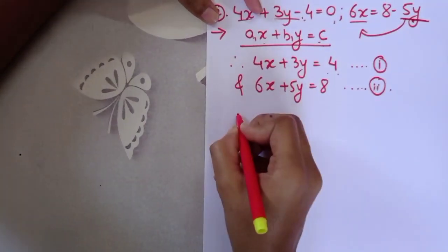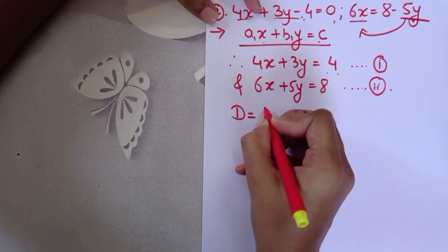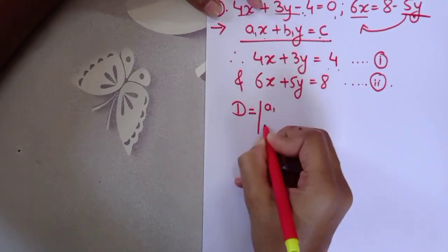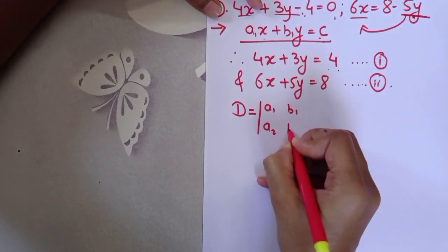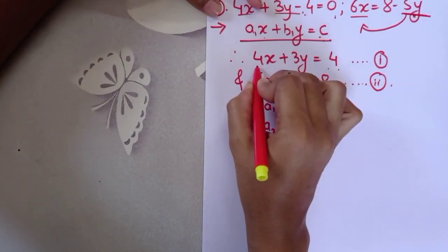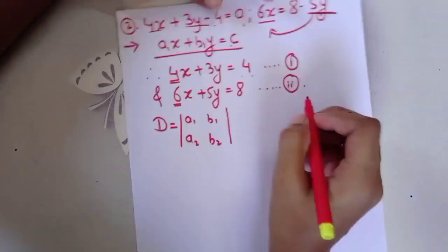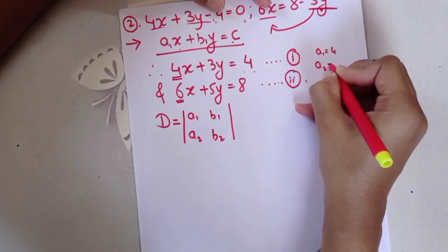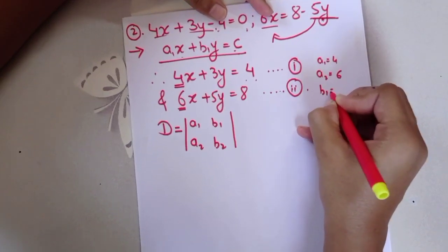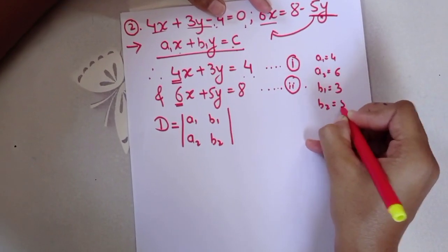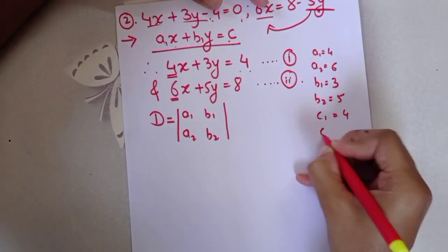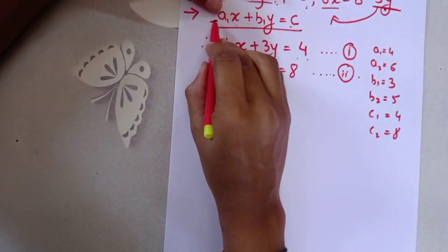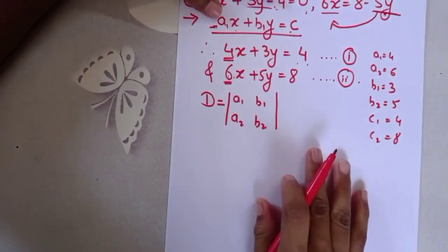Now, we have to find the value of D, which is equal to the determinant of A1, A2, B1, B2. Here it is A1, it is A2. A1 is equal to 4, A2 is equal to 6, B1 is equal to 3, B2 is equal to 5, C1 is equal to 4 and C2 is equal to 8. We have to find these values by comparing these general forms with these equations.